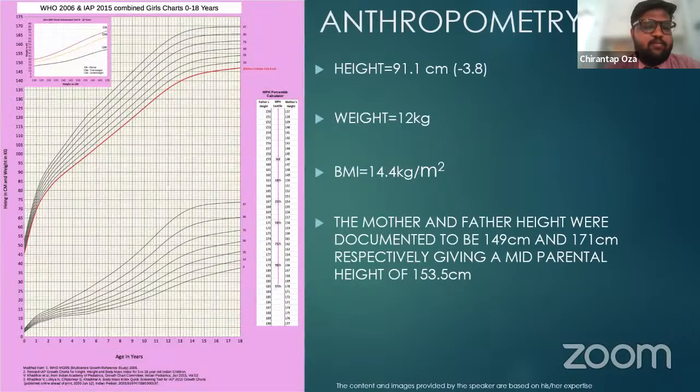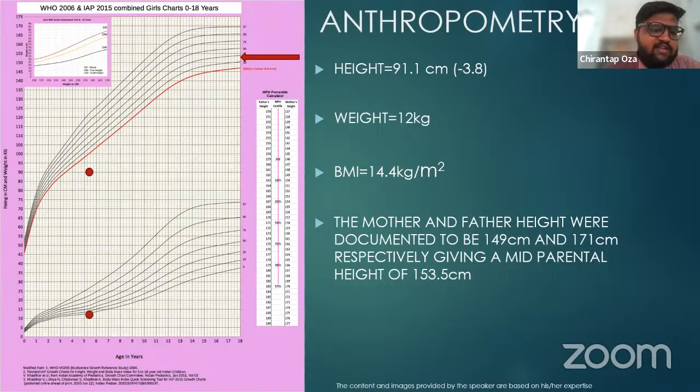On plotting her anthropometry, her height was 91.1 centimeter, which is a Z-score of -3.8. Her weight was 12 kg, giving us a BMI of 14.4 kg per meter square. The mother's height was 149 centimeter and father's height was 171 centimeter, giving us a mid-parental height of 153.5 centimeter.